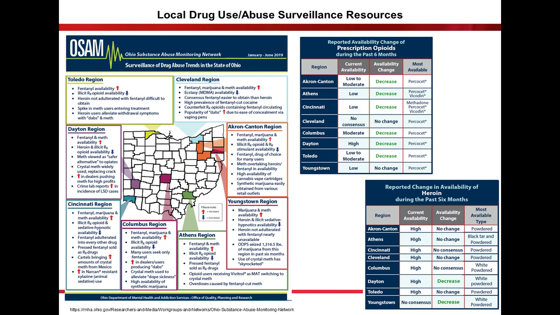Based on this report, what I could see is that fentanyl, marijuana, and methamphetamine availability has increased, while ecstasy availability has decreased. From what they're seeing, the consensus is that fentanyl is easier to obtain than heroin on the streets here. That's helpful information for us, and that's what guided us to realize we have to add fentanyl to our screen.